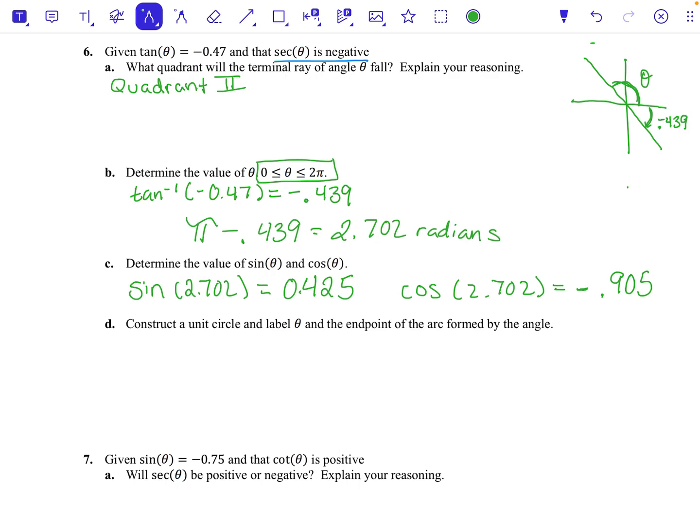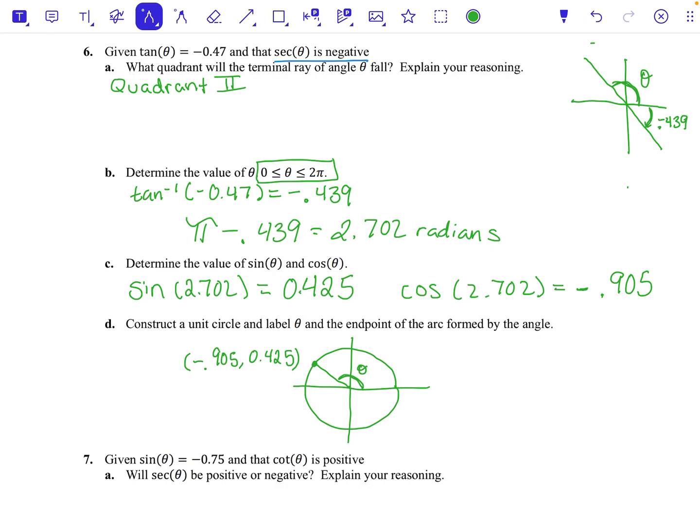Last but not least, it wants us to construct a unit circle. So we're going to test our circle drawing abilities. It's a sketch. So there's my circle. And I'm asked to label theta and the endpoint of the arc formed. So, we have that angle of 2.70. So, I'm going to draw, and I'm going to try and make this a little nicer looking than my previous drawing. So this right here, that would be angle theta. And then the endpoint would be our coordinate point. Remember, cosine represents our x coordinate on the unit circle, and sine represents our y coordinate.